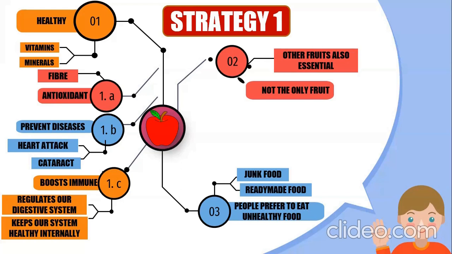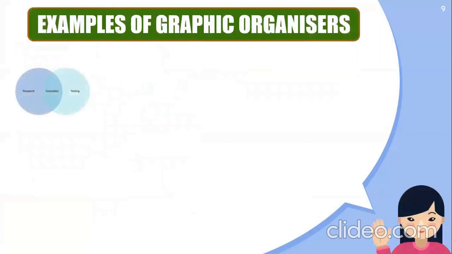Now there are different graphic organizers that can be used in order to arrange your ideas systematically. Let me give you some examples of these graphic organizers. The first graphic organizer is the Venn diagram. In this Venn diagram, we can compare two objects or two particular concepts, showing the similarities and the differences between them.